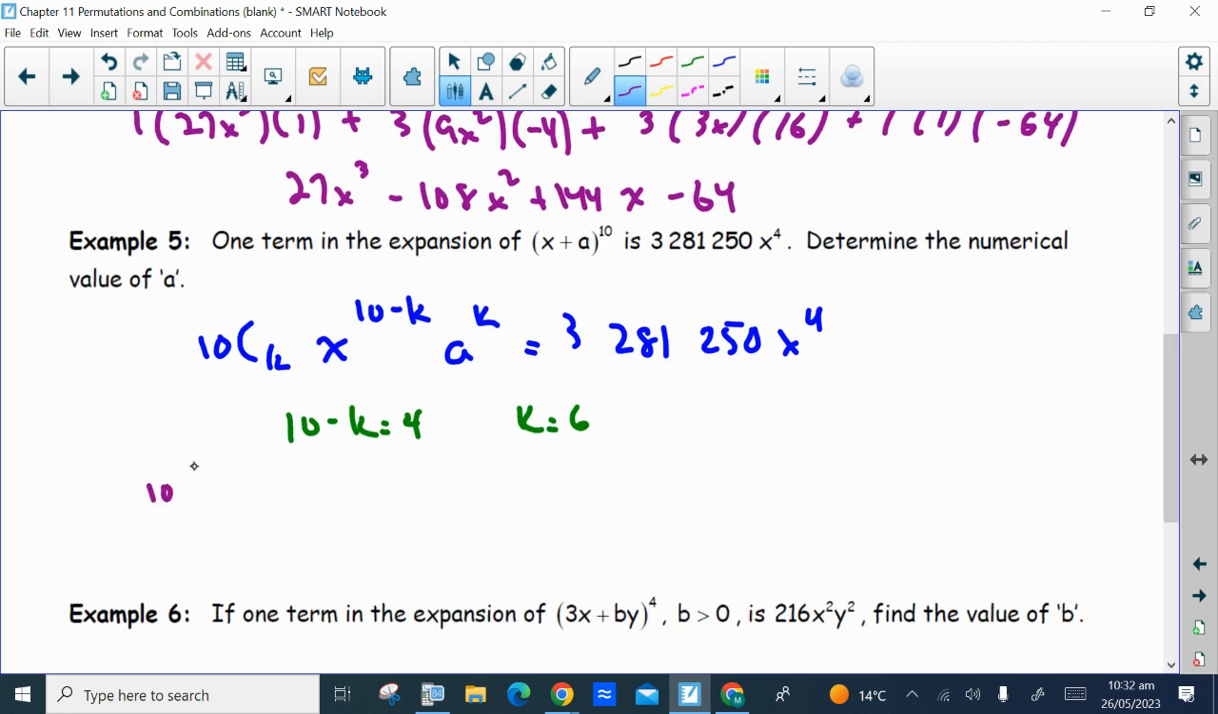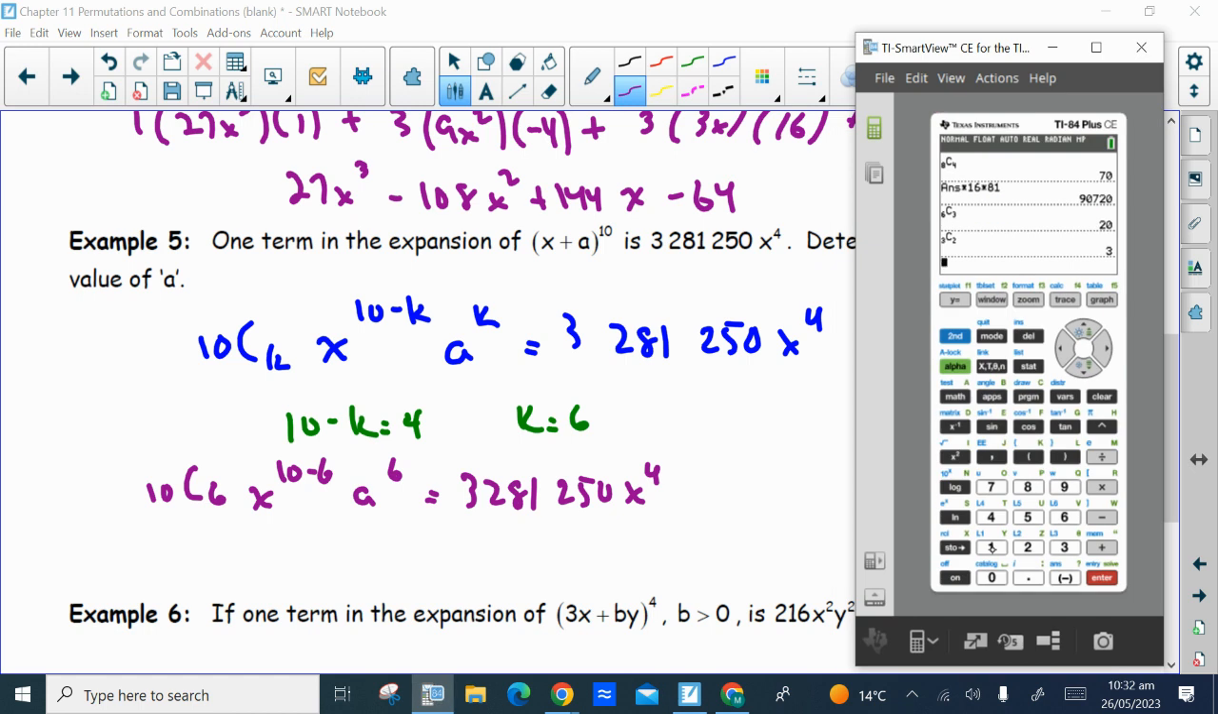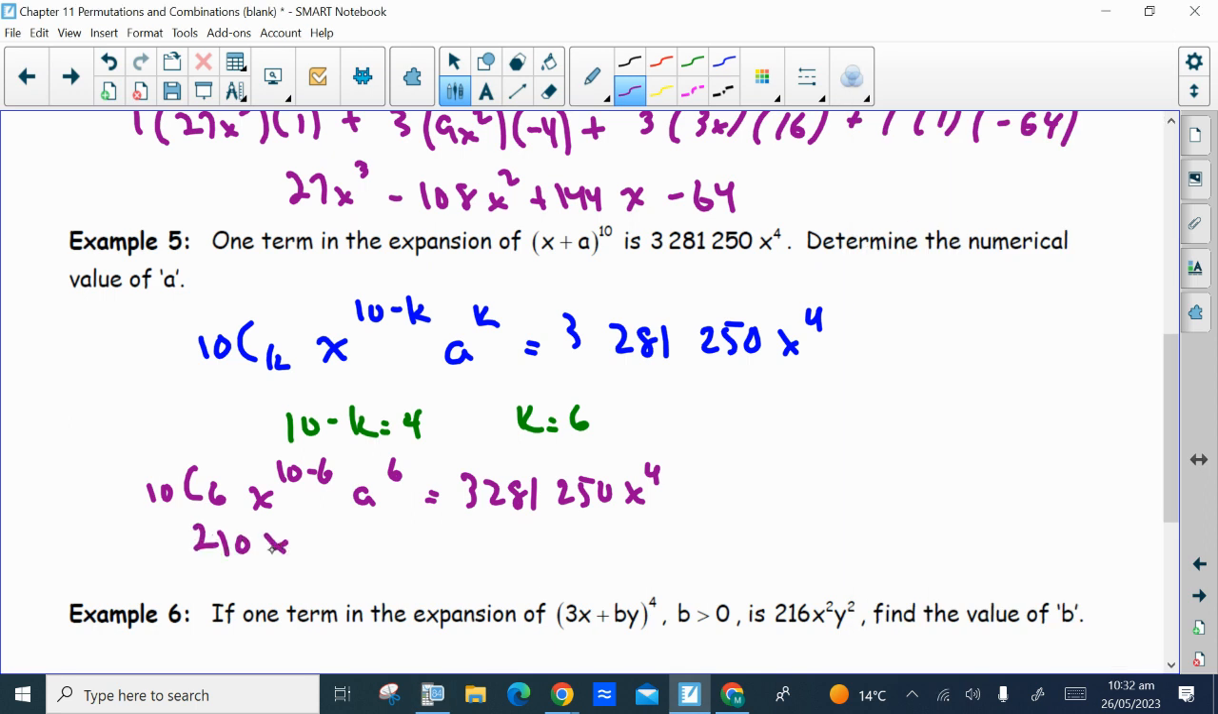So now we know that k is 6, and our term will be 10C6 x to the 10 minus 6 times a to the 6, which has to equal 3,281,250x to the fourth. On our calculator, 10C6 is 210. So 210x to the fourth, a to the sixth equals 3,281,250x to the fourth.